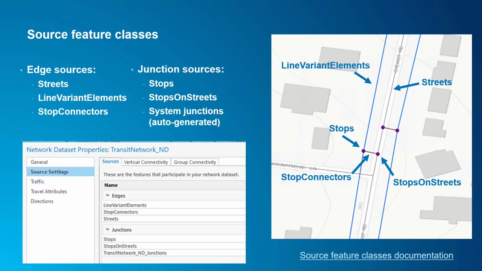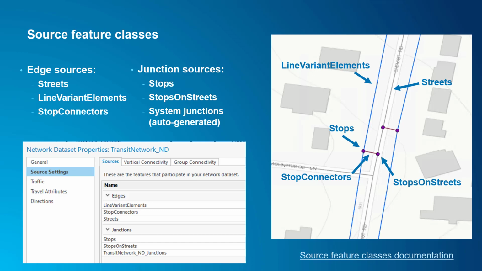We will also use 2 point feature classes as junctions for the network. First is stops. That's the location of transit stops, which connect directly to line variant elements. And the second is stops on streets. That's a copy of the stops snapped to the closest street location, and this is used to ensure well-defined connections between the transit lines and the streets. Both of those are from the public transit data model.